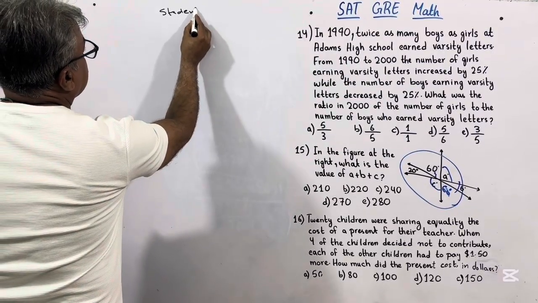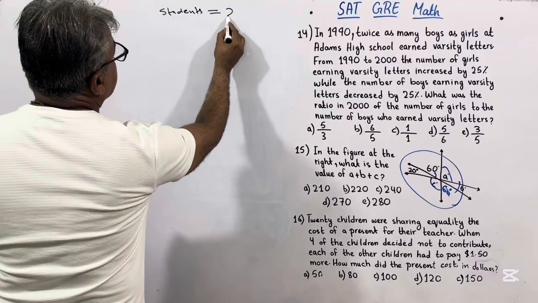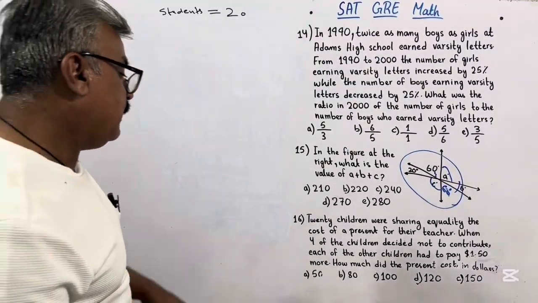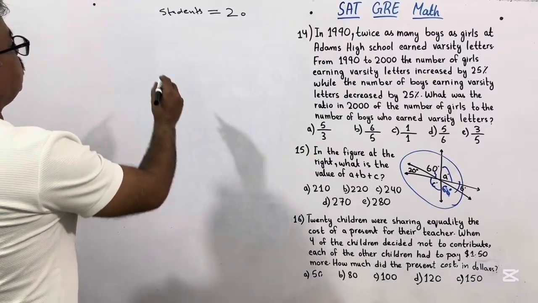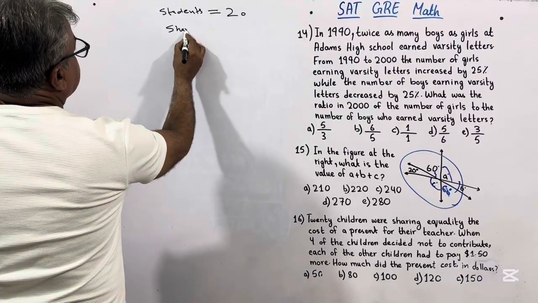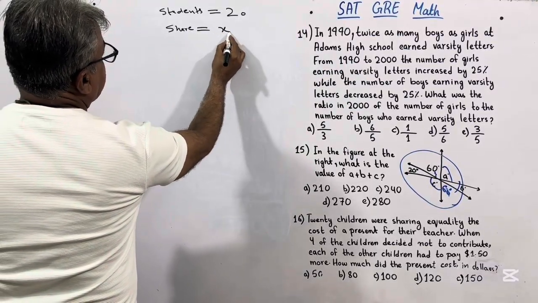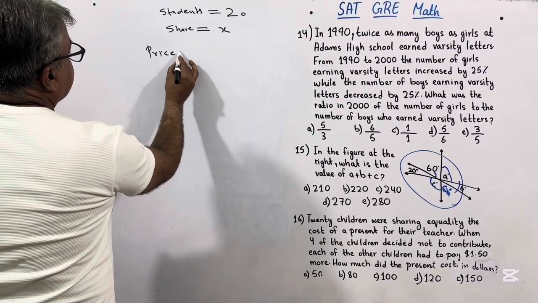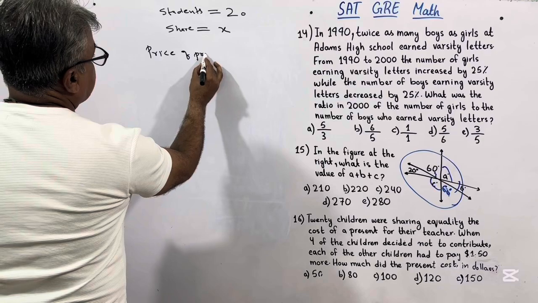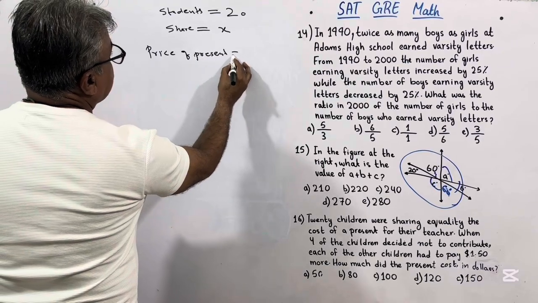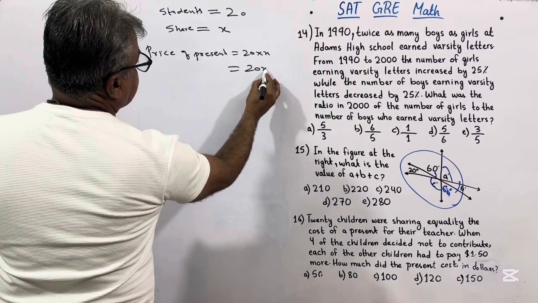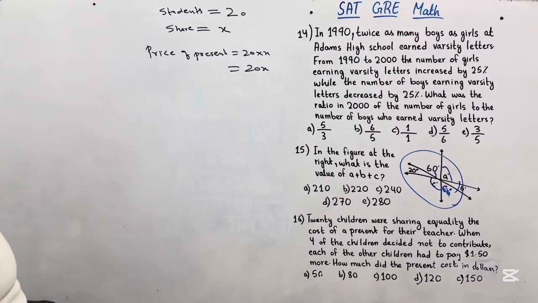Initially, there are how many students? 20. And they have shared equally. Suppose their share is X. So the price of a present for the teacher is the product of 20 and X: 20x.